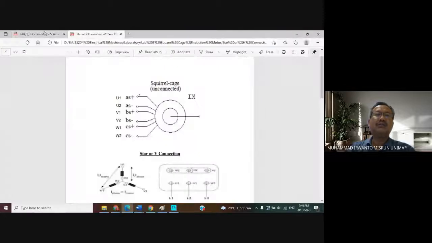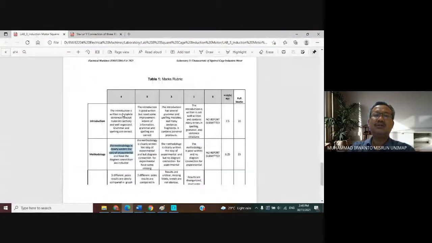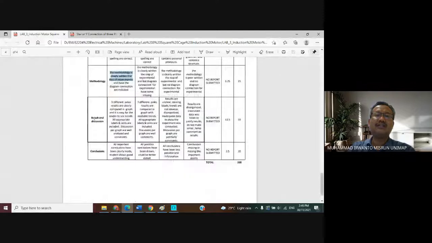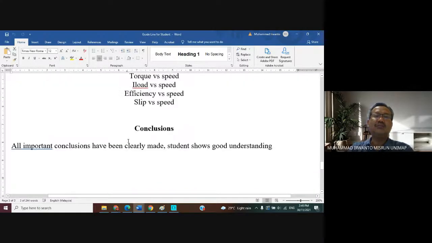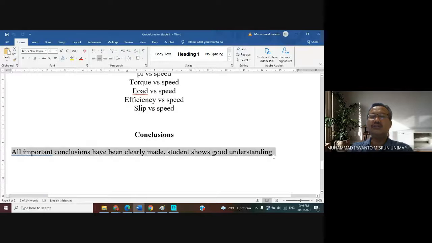Ini tadi yang for the result and discussion. Last, conclusion: all important conclusions should be clearly met, showing the student has good understanding. Nanti lepas ini bagi la conclusion in here. Okay?